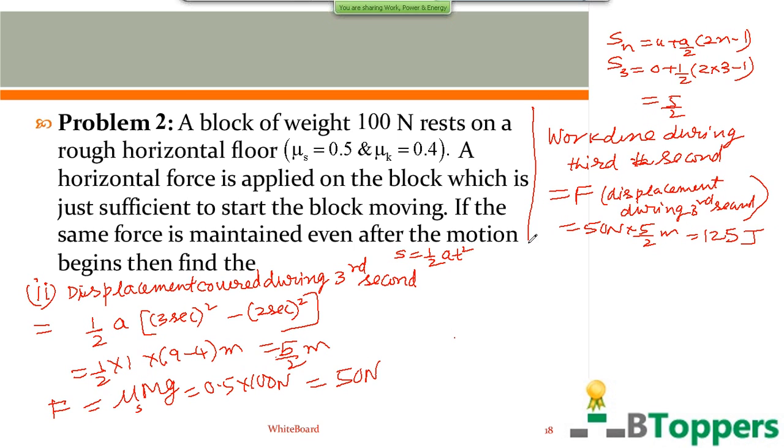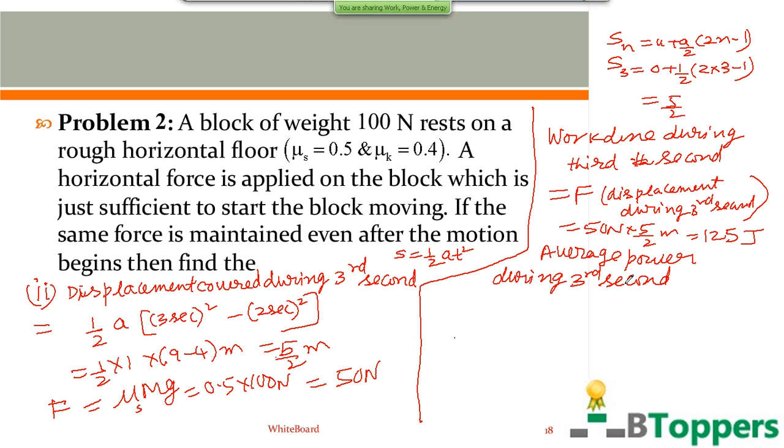So the average power during the third second is different from average power for the first 3 seconds. Average power for the first 3 seconds we have calculated in the first part of the question. That is total work done in the first 3 seconds divided by time interval, that is 3 seconds. So average power during third second is equal to work done during third second.